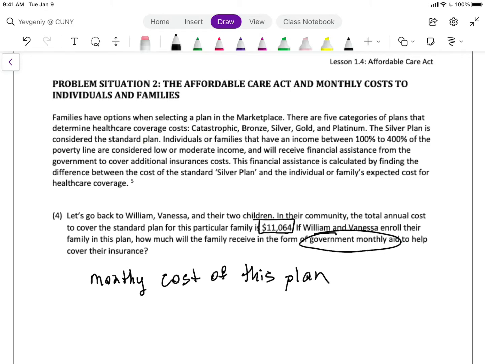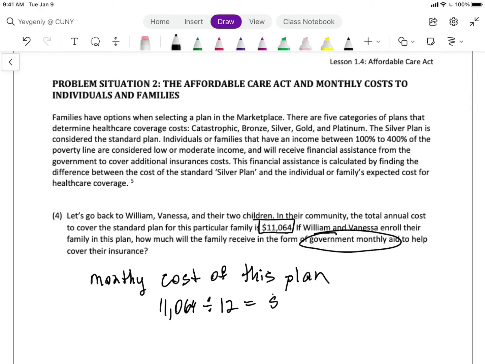Can you write your answer? If the yearly cost is $11,000, what would be the monthly cost? All right, so you go ahead and take that amount, and you're just dividing it by what? By 12. All right, so that's the cost of the plan. So 11,064 divided by 12. So that plan actually costs $922.